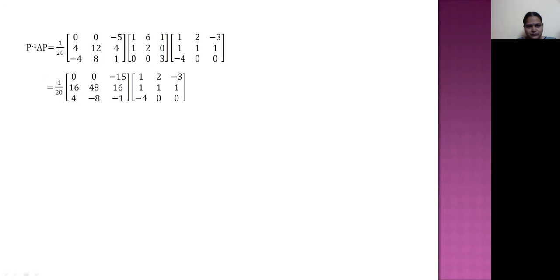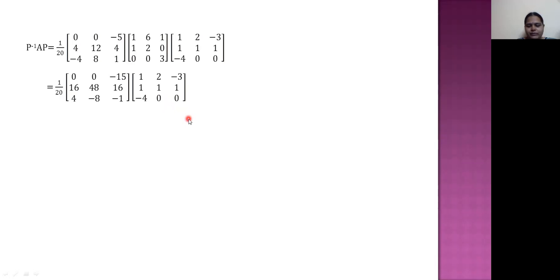Next, second row, second column, if we multiply, we get 48. Second row, third column, if we multiply, 16. Next, third row, first column, if we multiply, we get minus 4 into 1 minus 4 plus 8. That means plus 4 we get. And similarly, the last row, second column and last row, third column give us minus 8 and minus 1. And this matrix we will keep as it is.